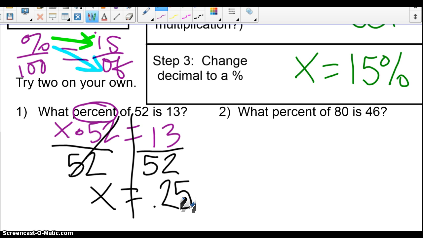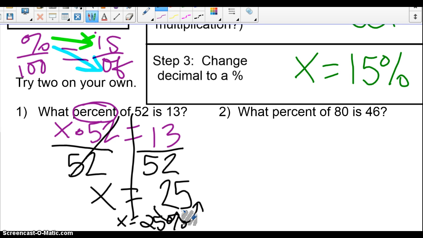Am I done? No, because I'm not into a percent yet. Percent, you always have to multiply it by 100. That's why sometimes it's nice to do it the proportion way, but here I just have to remember to make it into a percent, so I move the decimal two places. And so my answer, x equals 25%. So hopefully that is what you had.